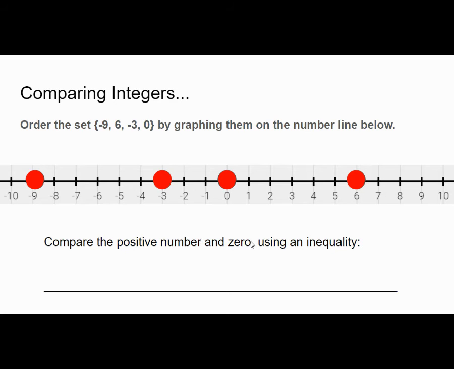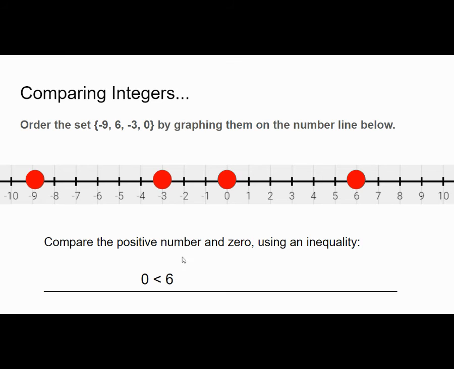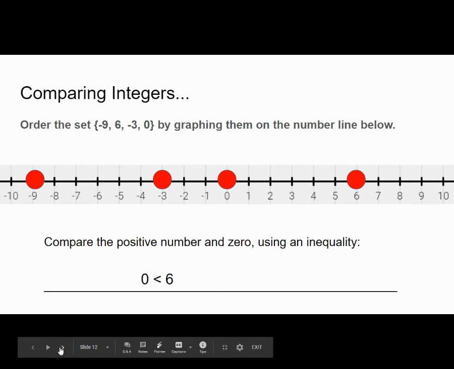Then compare the positive number and 0 using an inequality. Go ahead and give that one a try. Type your answer in, and we'll check it out. All right, so 0, of course, is less than 6. 0 is here right in the middle of the number line, but 6 is to our right. So since 0 is left of 6, it will be less than 6.